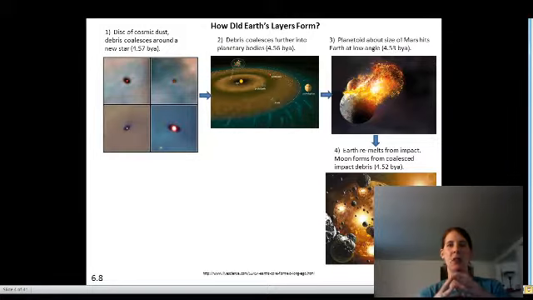And then Earth basically, after that impact, it's still hot, it's still very liquid, so it actually begins to remelt and reform into a sphere after that impact. And then the moon is believed to have been formed from the debris that was ejected from that impact. And we'll discuss that more in chapter 15.